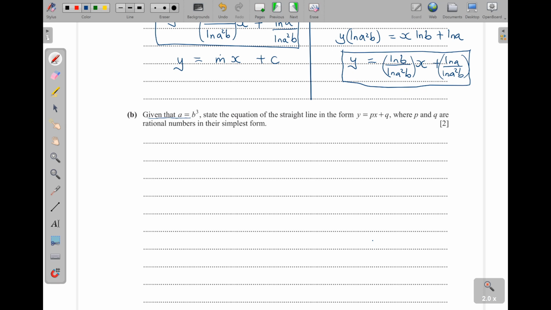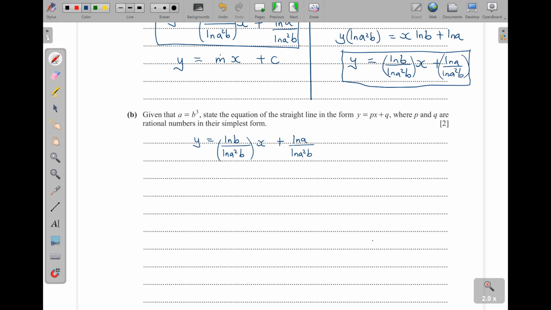Part B, given that a is equal to b cubed, state the equation of the straight line in the form y is equal to px plus q, where p and q are rational numbers in their simplest form. Rational numbers are numbers that can be written as fractions. Now we have y, which is equal to natural log of b over natural log of a squared of b, and then x, then plus the natural log of a out of natural log of a squared of b, okay?